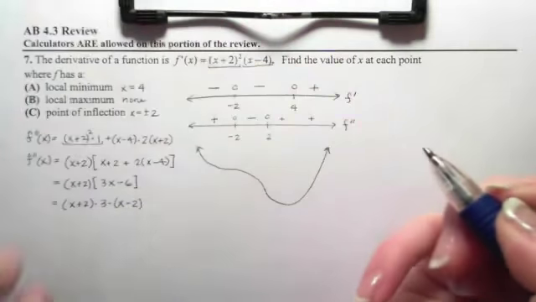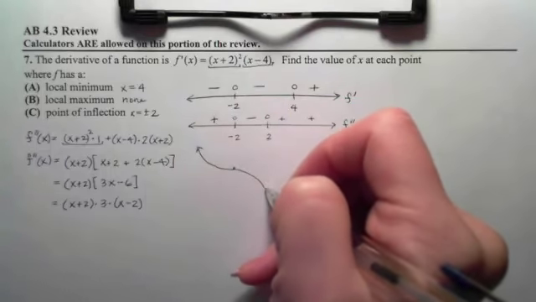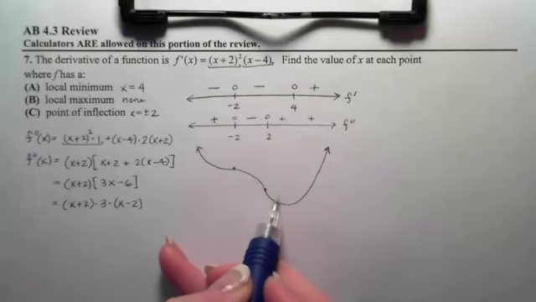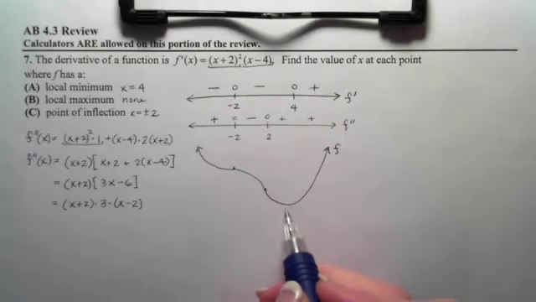So we can see that we had an inflection point here, and then we had another inflection point here. We changed from a smile to a frown, and from a frown to a smile. But we can also see on this sketch of f that I had only one extreme value at 4.